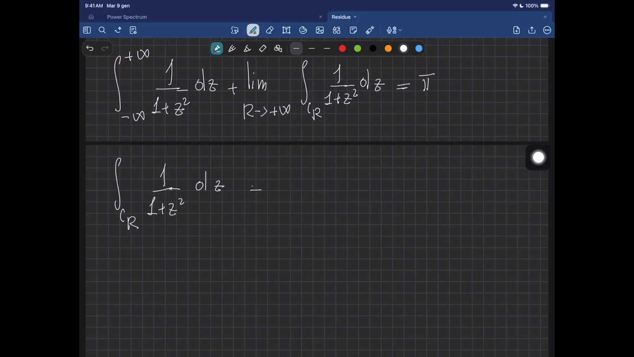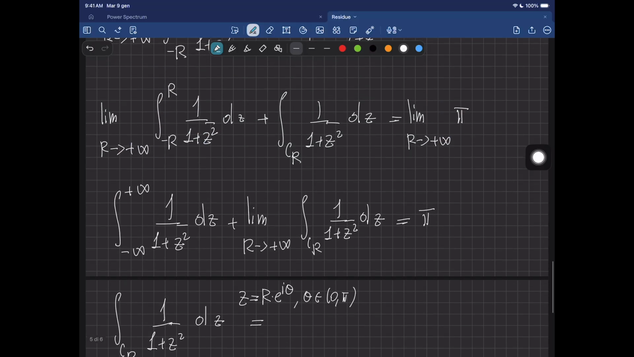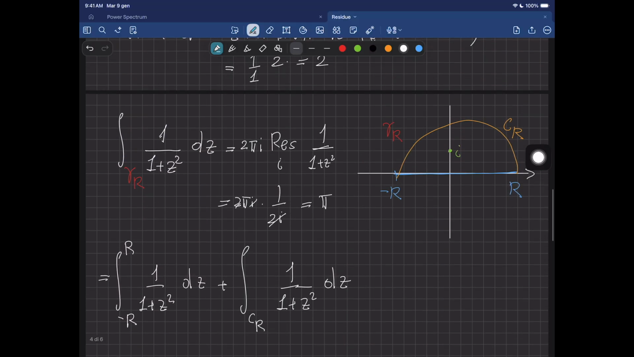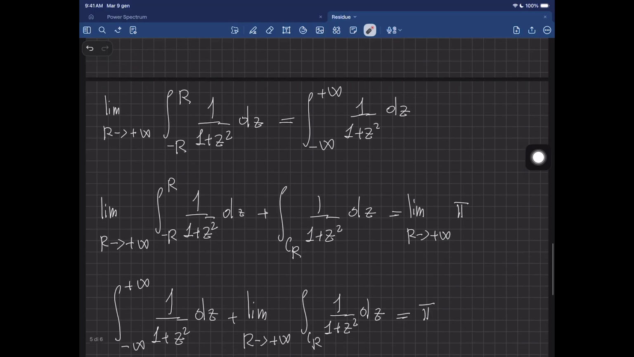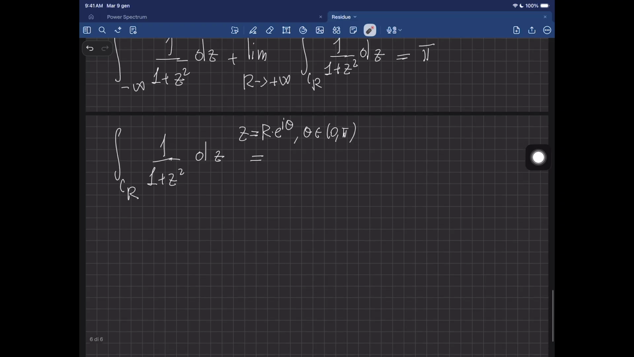Now we can parameterize our contour, so now z is going to be equal to r times e to the i theta, and theta is going to go between 0 and pi. And why do I say that? Well, because CR, by definition, is this semicircle here. How you parameterize the semicircle is half of a circle, so you use the radius times the angle theta. And now this angle is going to go from 0 up to pi. That's why I can do this parameterization.